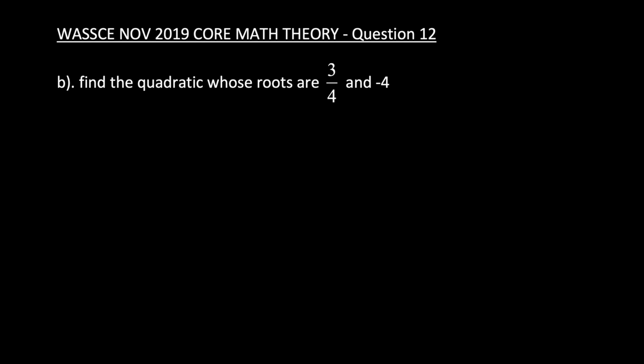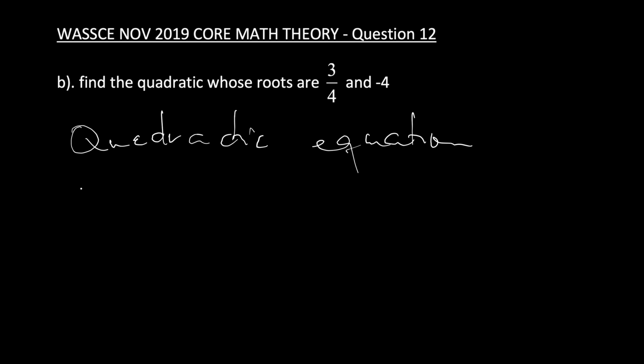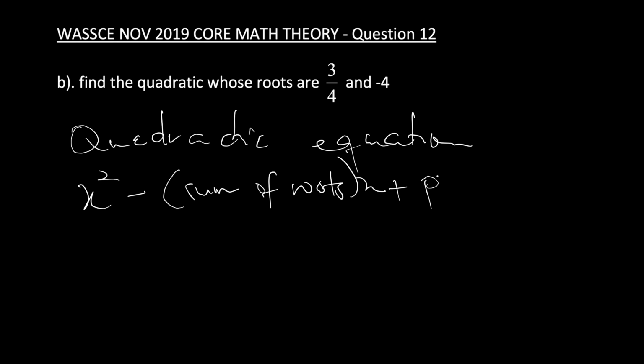So for the question 12B, find the quadratic whose roots are 3/4 and -4. So a quadratic equation takes the format x squared minus sum of roots times x plus the product of roots.